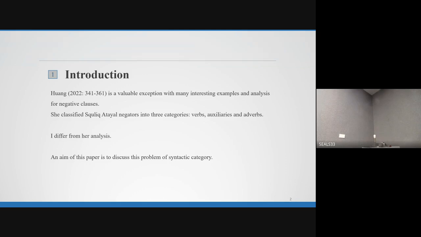Dylan Huang, 2020, is a valuable contribution, with many different examples to illustrate the different categories and functions of the negators in Atayal. She classified Atayal negators into three categories: verbs, auxiliary verbs, and adverbs. I differ from her analysis. I will come to that later. And the aim of this paper is to discuss the problem of syntactic categories.